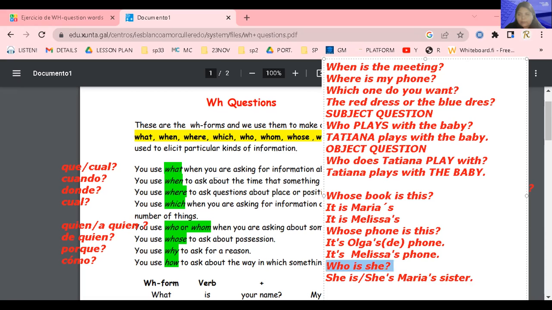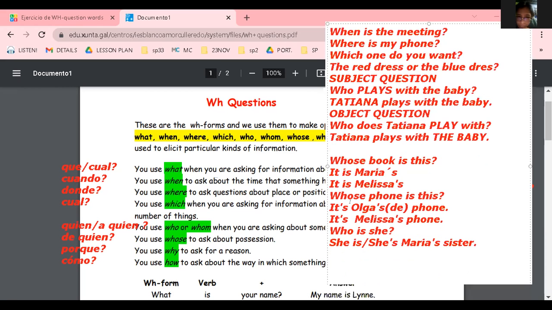para denotar acá la double H question. Who. O whose me puede servir también para hablar de posesión. ¿Quién es ella? Ella es la hermana de María. Acá, whose phone is this? Es el teléfono de Olga. Esa la utilizamos para posesión. En este caso, acá yo quiero saber quién, ¿verdad? Pero como quiero saber quién y mostrar una relación, yo hago uso de este caso posesivo. ¿Quién es ella? Ella es la hermana de María. Entonces no necesariamente va whose ahí. Whose aquí lo utiliza como objeto y para conocer la identidad de alguien.